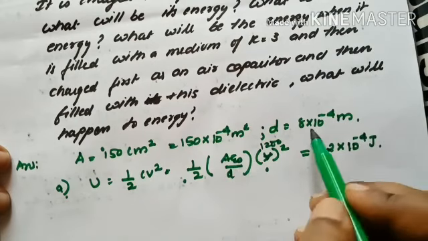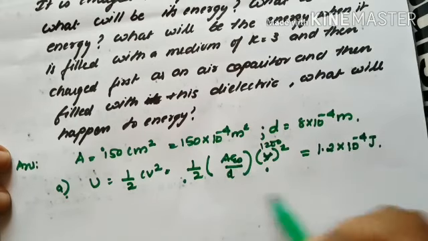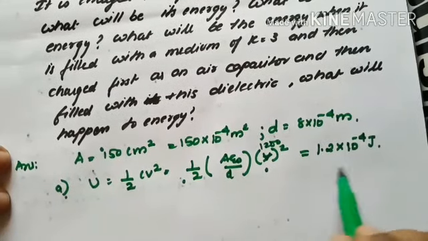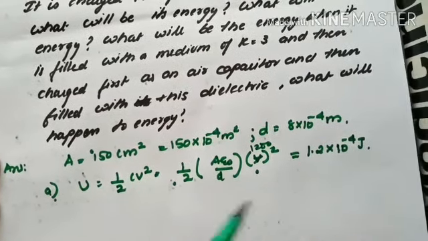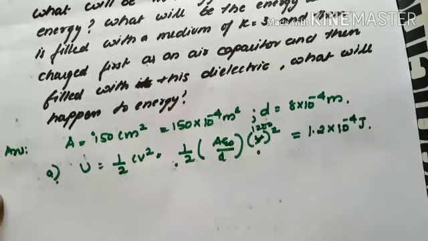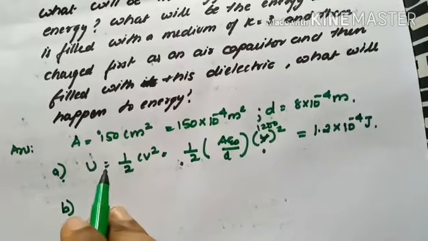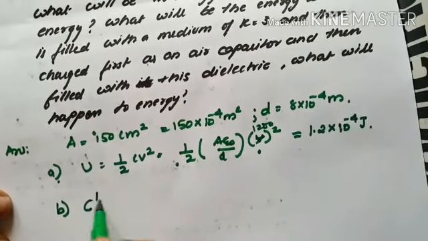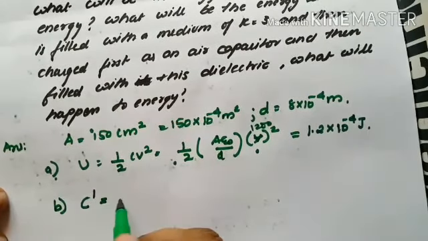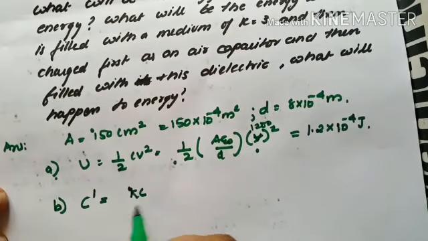And what is distance? It is 8 into 10 to power minus 4. You put the values, you can find the value of this very easily. This much is clear. Now this is for air. Right, now what happens when dielectric is introduced? Then the capacitance value C dash will be new. It becomes K into C.